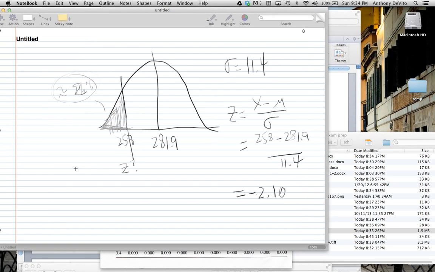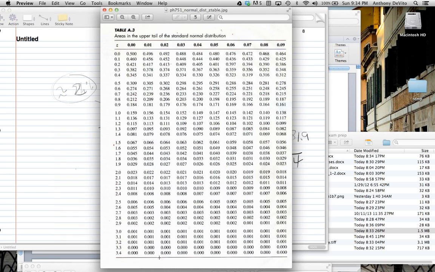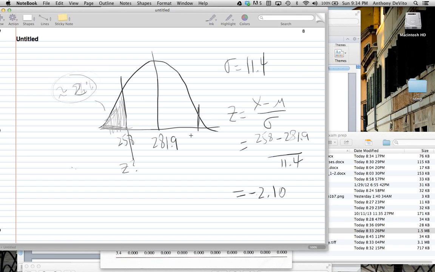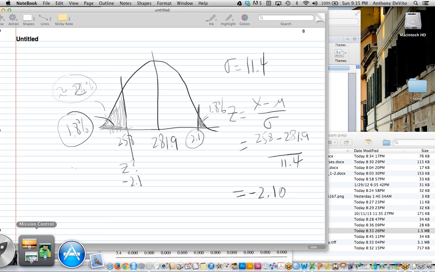Remember, that was a positive z-score. If you look at the top of the table, under Table A3, it gives areas in the upper tail of the standard normal distribution. In other words, if you have a z-score of 2.1, the area in the upper tail is 1.8%. Now I know my standard normal distribution is symmetrical. So if a z-score of 2.1 gives me 1.8% in the upper tail, a z-score of negative 2.1 gives me an area of 1.8% in the lower tail also. Are you comfortable with that? See how that worked?